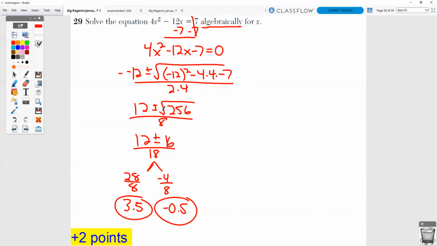Again, if you just had one little mistake somewhere along the way, or maybe you lost your plus or minus, if you just had one mistake, you would get 1 out of 2. More than one mistake is 0 out of 2. Or if you did it graphically, that would be 0 out of 2.